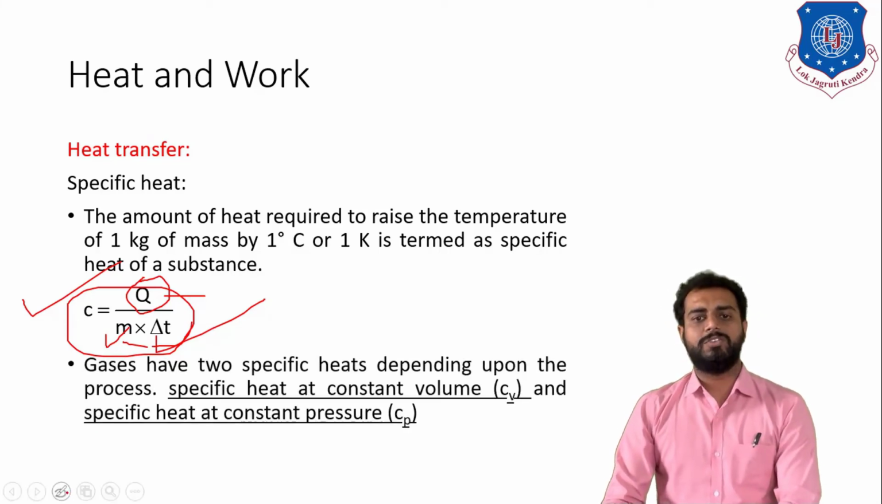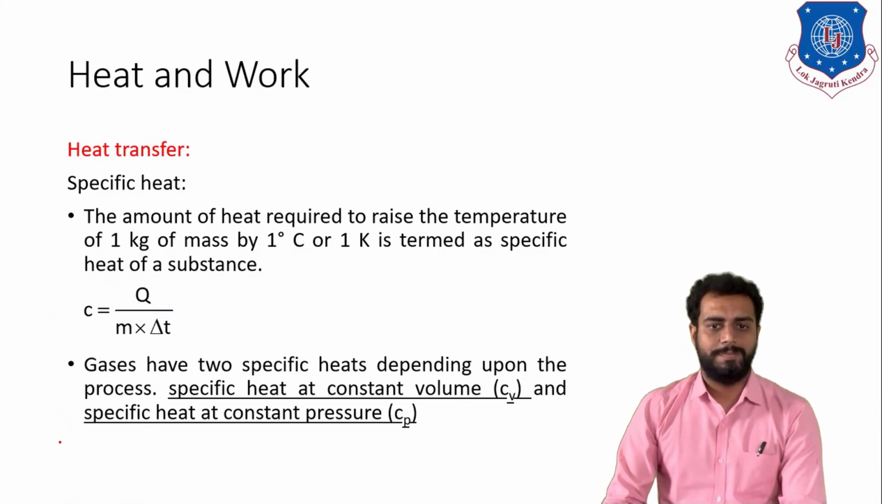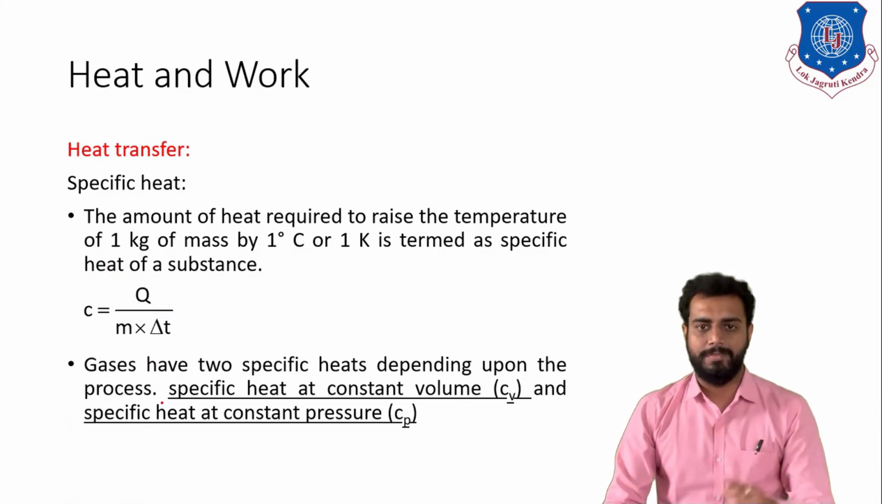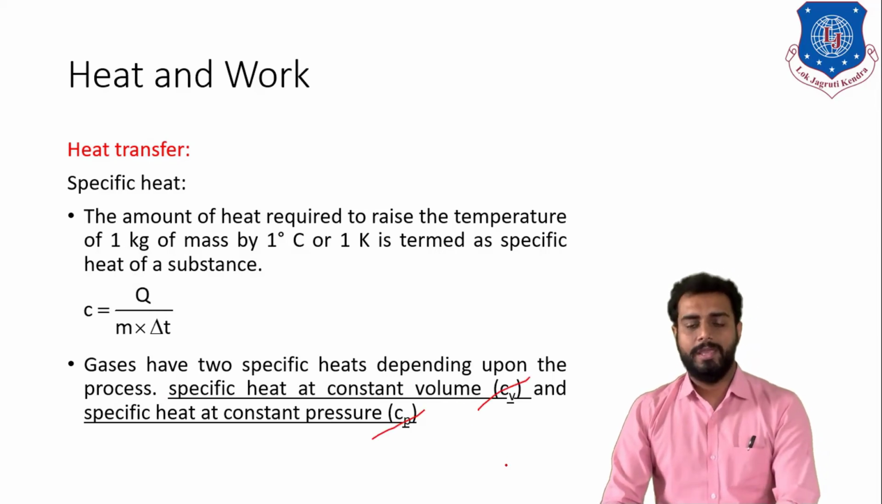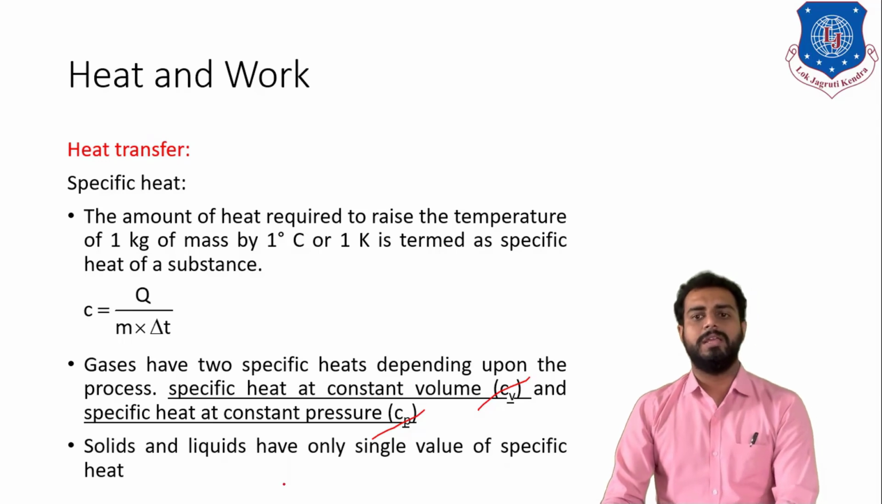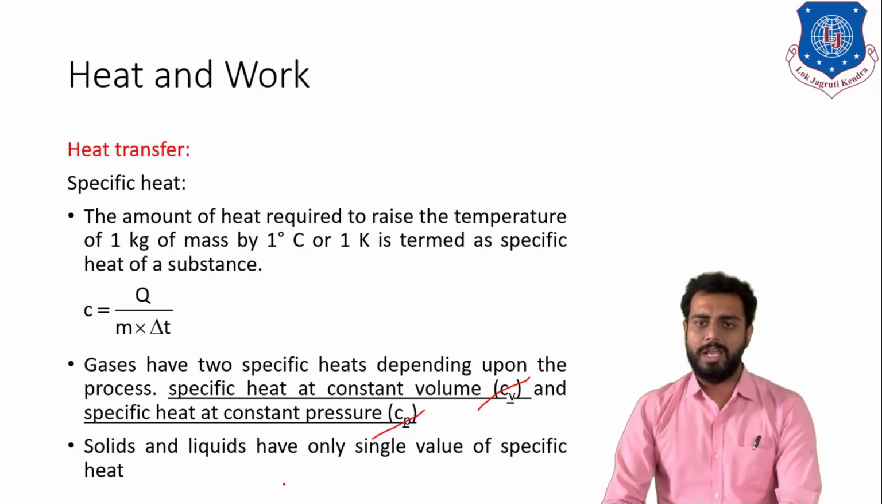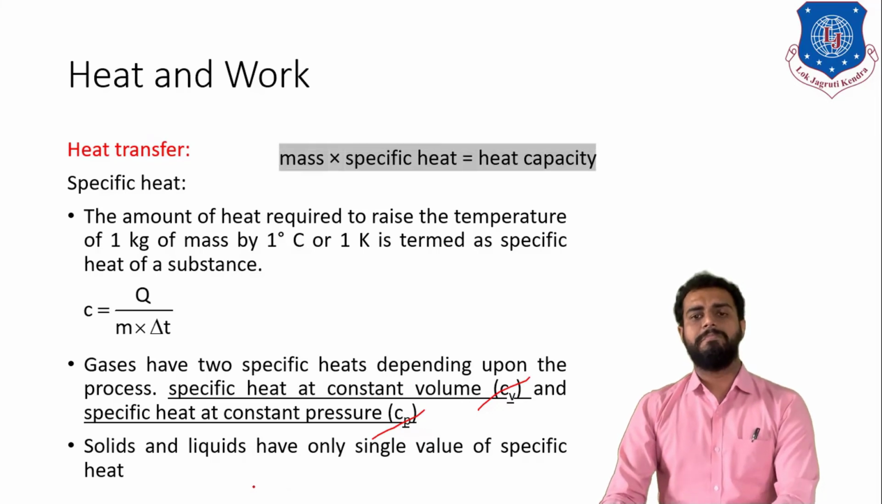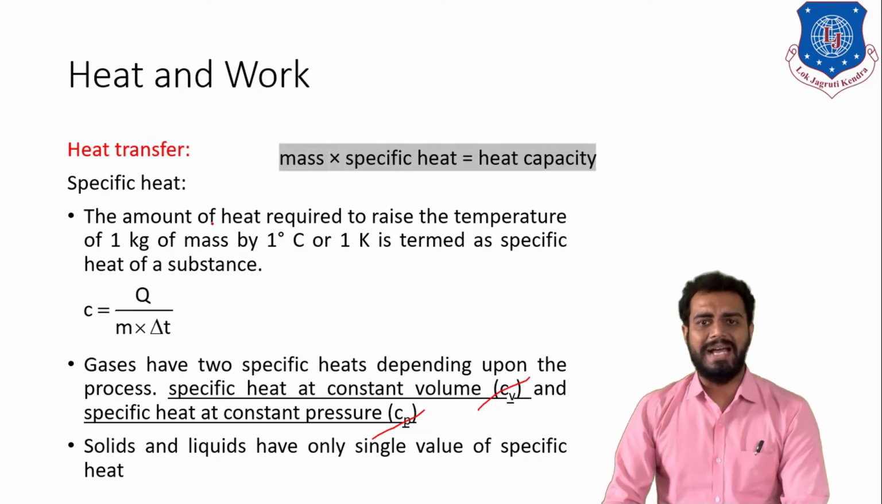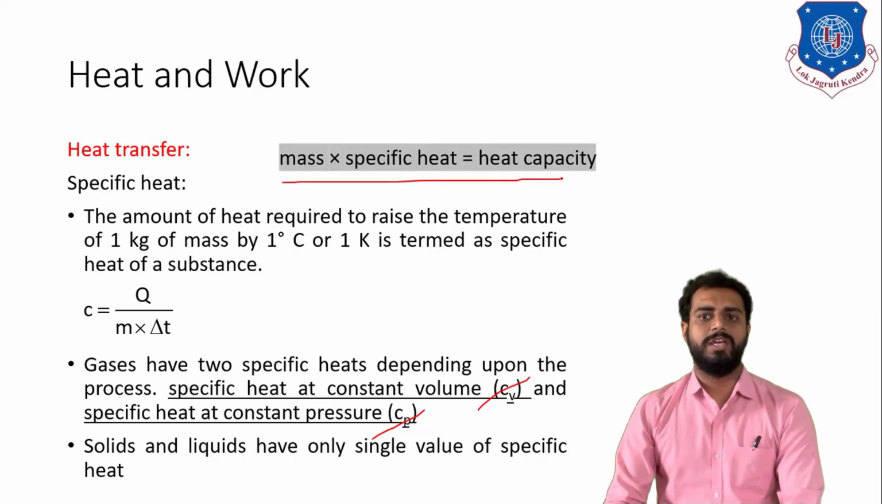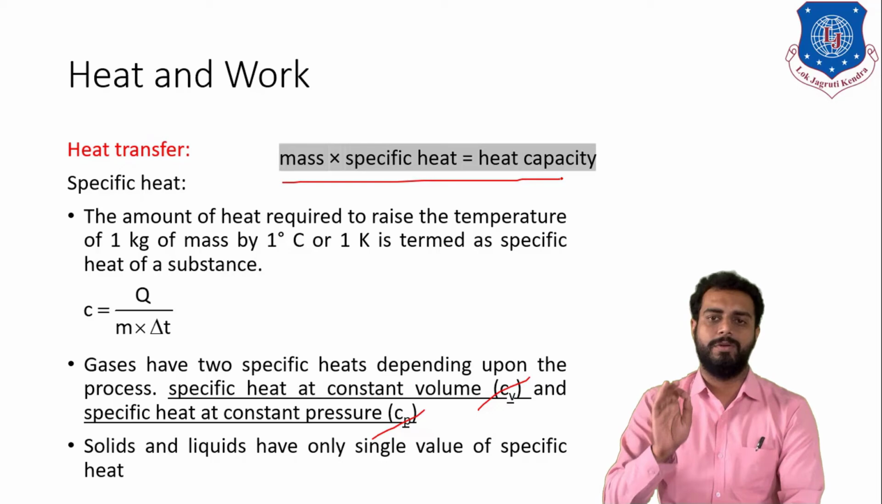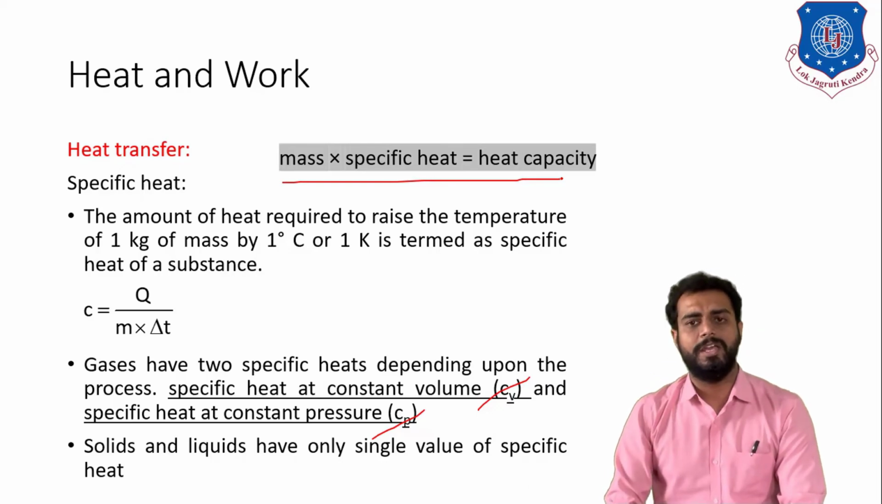Okay, now in case of gas, there are two specific heats because gases are compressible. So specific heat at constant pressure and specific heat at constant volume. Okay, and in case of solid and liquid, there is only a single value for specific heat. Okay, now remember, if you multiply mass by specific heat of any substance, then it will give the heat capacity of that particular substance. This is a very important term, remember.